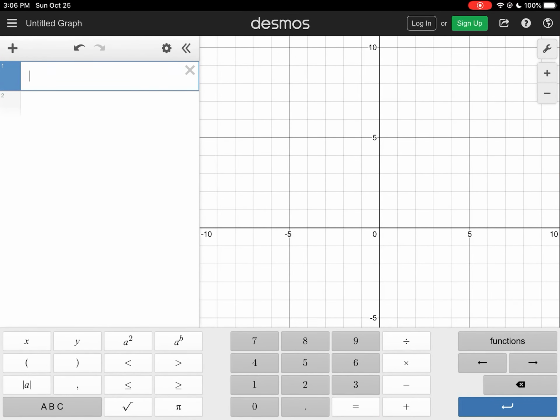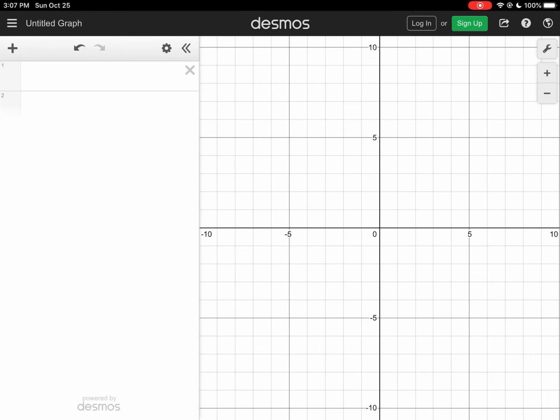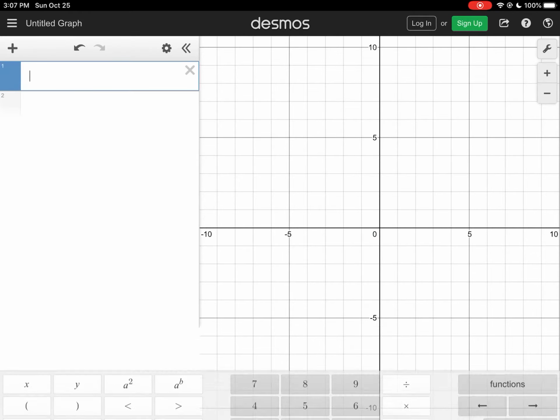Okay, so remember, always check to see that your Desmos is in degrees. We do that by hitting the wrench up here in the right-hand corner. Oh, look, mine is still in degrees. Sometimes, especially if you close the website or the app, it'll kick it back to radians. So always hit your wrench. Check, make sure degrees is highlighted.